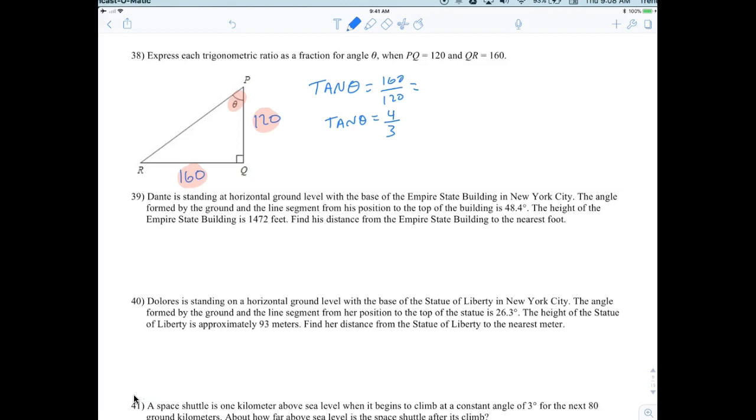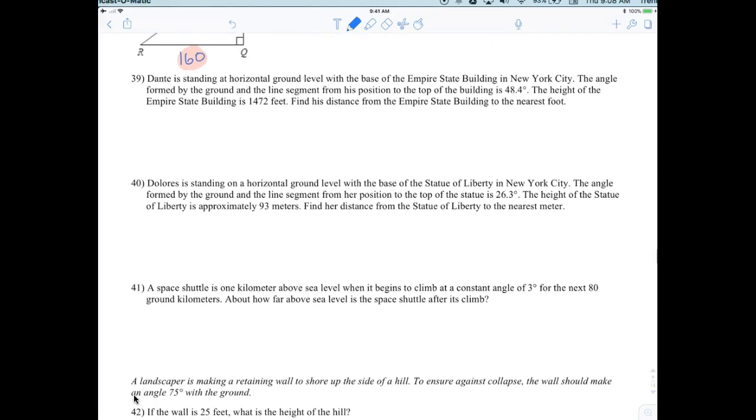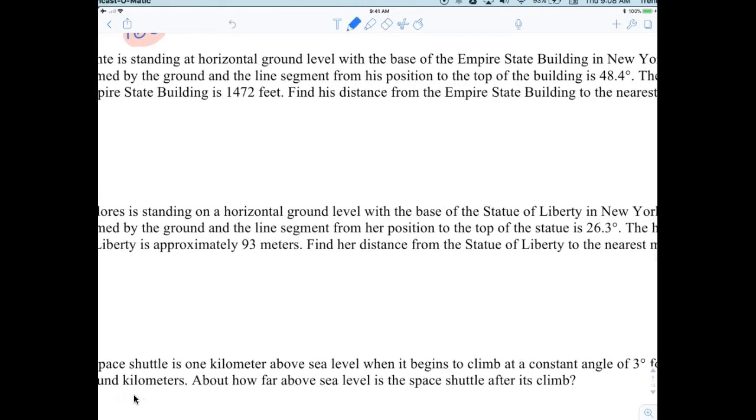All right, 39. Here we go. The angle formed to the ground, to the top of the building. So generally, everything is going to be written as a what? Very good. Right triangle. You read my mind, Mr. Stroud.